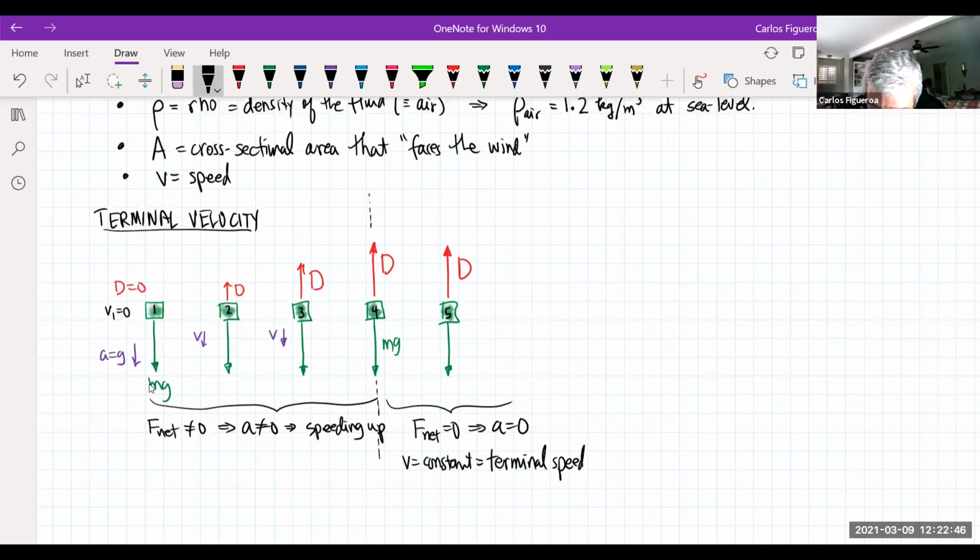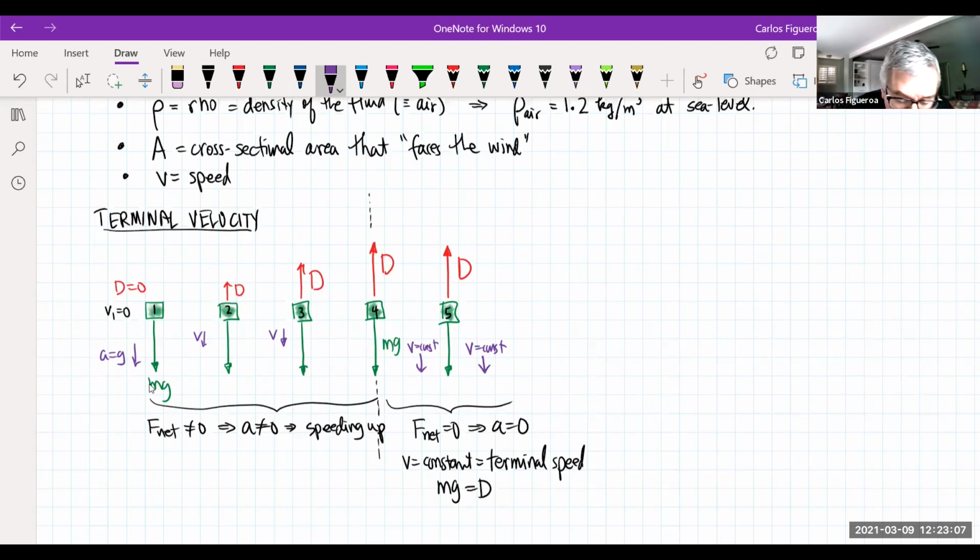So terminal speed occurs when the force of gravity is equal to drag. And so now this thing moves with v equal to a constant at terminal velocity. And that speed will not change under any situation.